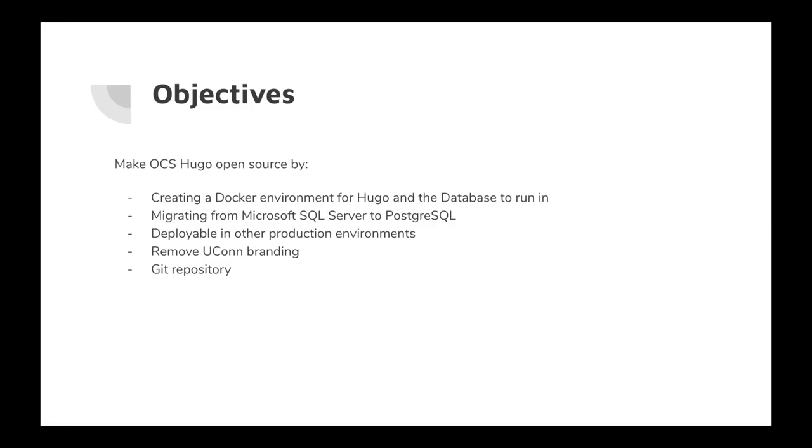In addition, we migrated from Microsoft SQL Server to Postgres. We did this because, unlike SQL Server, Postgres is an open-source relational database management system. We also ensured Hugo will be deployable in other production environments, such as on Windows and Mac. We also removed all Yukon branding on the application and have a Git repository, which contains the core Hugo data. Users will be able to access and upload their code to deploy their own instances of Hugo.